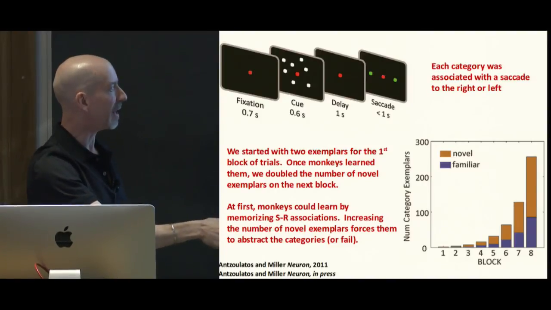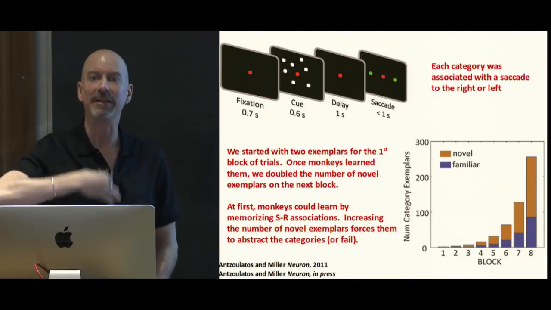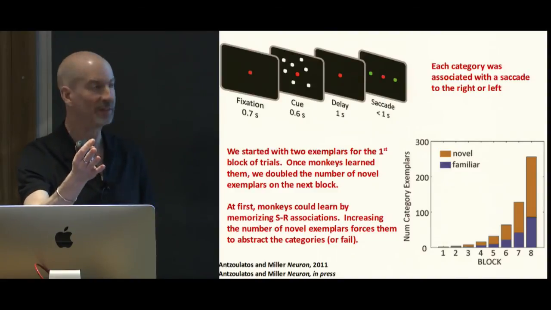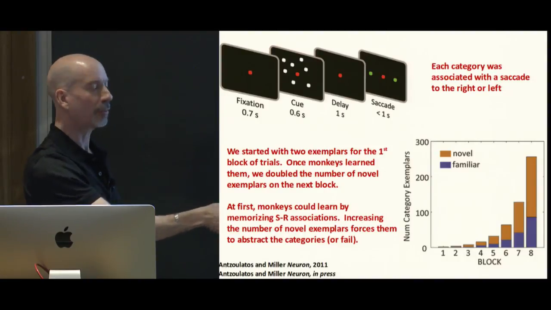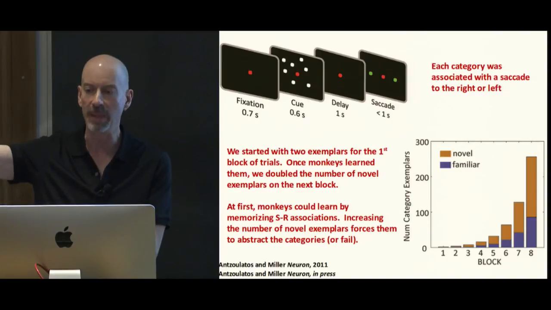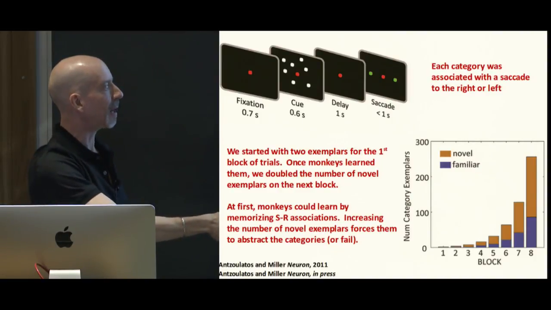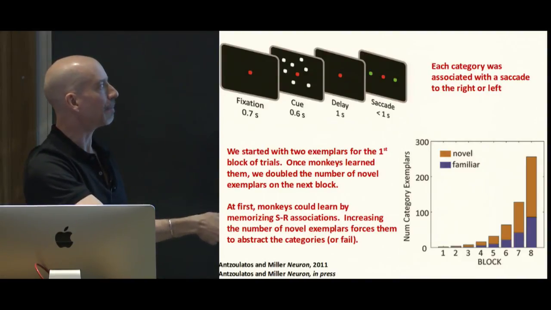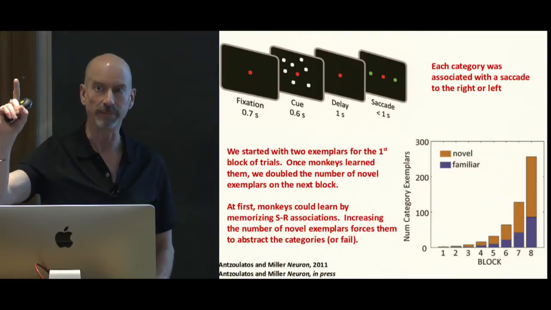Once the monkey figured that out after a few tens or fewer trials, we then added 2 new novel exemplars. So the monkey was performing with the 2 familiar ones, now 2 new ones. And the monkey figured out the 2 new ones by trial and error. And then when we went to the third block of trials, we now doubled the number of novel exemplars. Now the monkey is getting 4 novel exemplars and only 2 familiar ones, and so forth, until by the end of 8 iterations of learning, the monkey is getting 256 exemplars. Most of them are novel, and he's only seeing them one time on one trial.